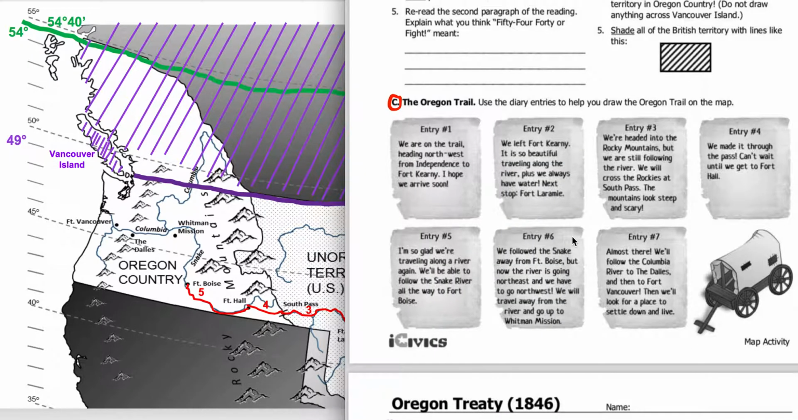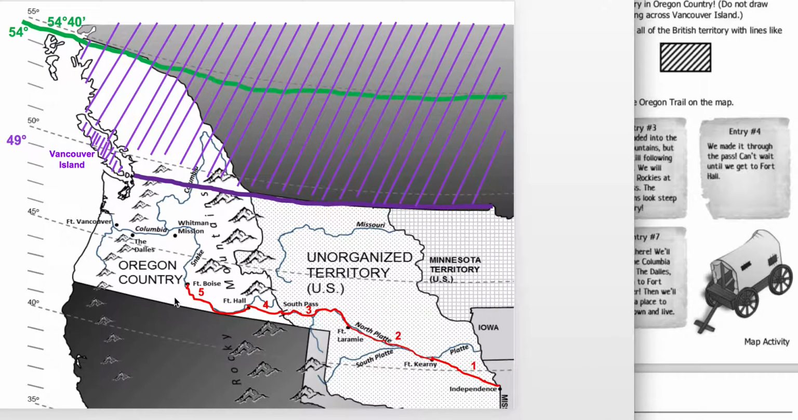Entry number 6. We followed the Snake away from Fort Boise, but now the river is going northeast, and we have to go northwest. We will travel away from the river and go up to the Whitman Mission. This is the trickiest spot because we are going to be following the river until the river turns to the east, right here. Instead, we're going to go to the west. And so let's grab our red pen and color in that section of our journey and label it Step 6.